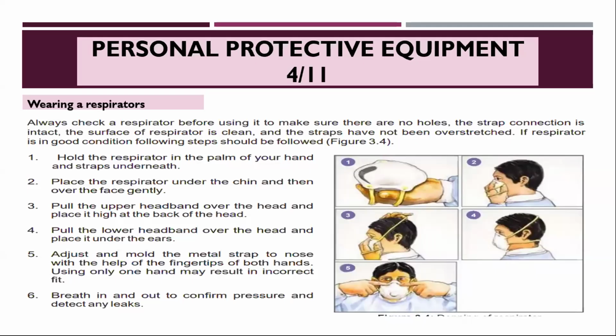Pull the upper headband over the head and pull it high at the back. First you pick up the upper headband, then pull the lower headband. Adjust and mold the metal strip to get the nose clip. With the help of fingertips, you press on the nose tip, using only one hand. And you have to breathe in and out to confirm that there are no leaks.